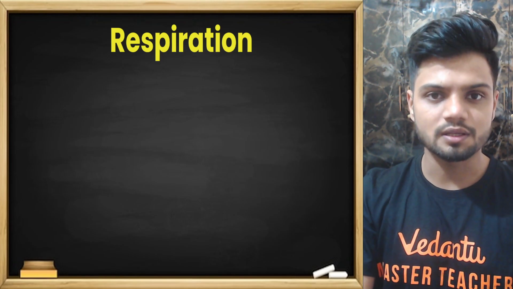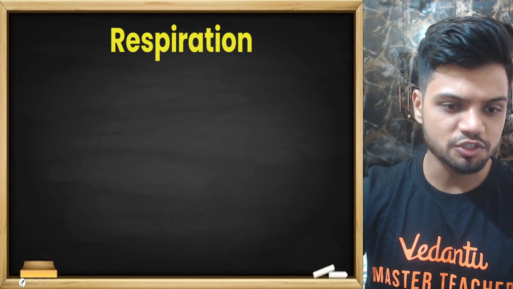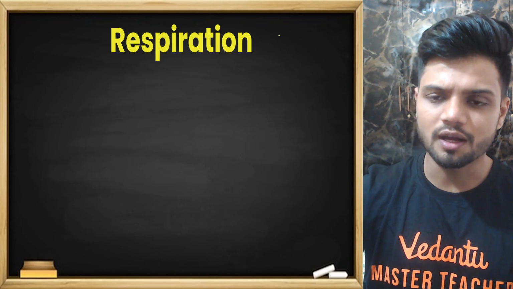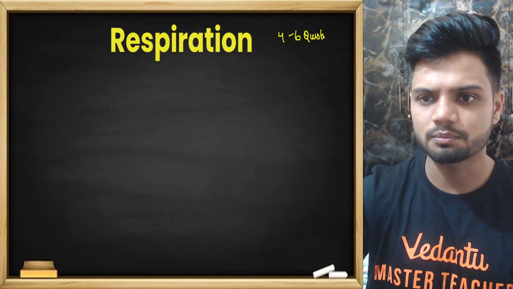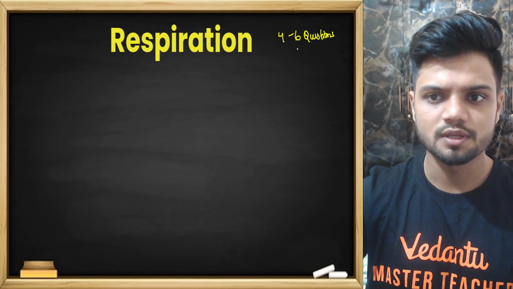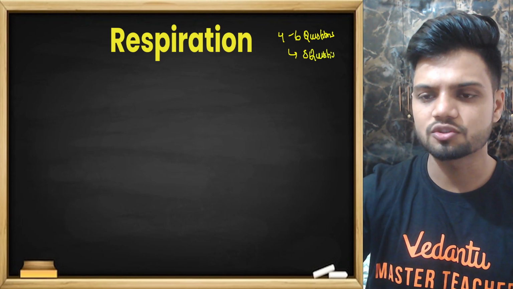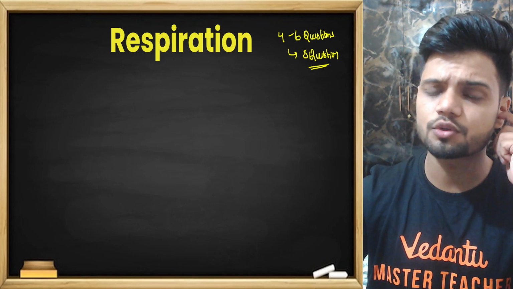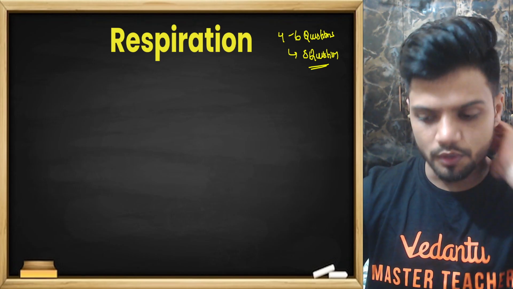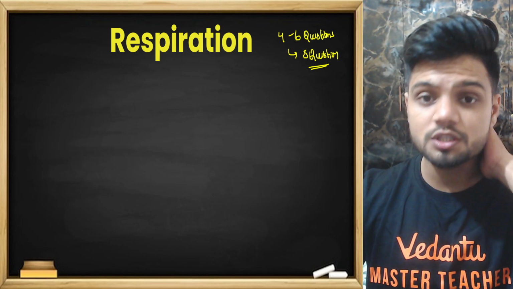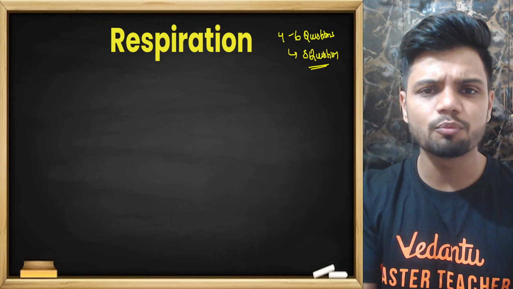Before we start today's class, let me tell you the weightage of this chapter. Respiration in plants usually has around 4 to 6 questions generally asked from it, and on an average 5 questions will always be there from this particular chapter. These are going to be 1 or 2 questions from glycolysis, 1 question from electron transport chain, 1 or 2 questions from Krebs cycle, and 1 or 2 questions from balance sheet, amphibolic pathway.